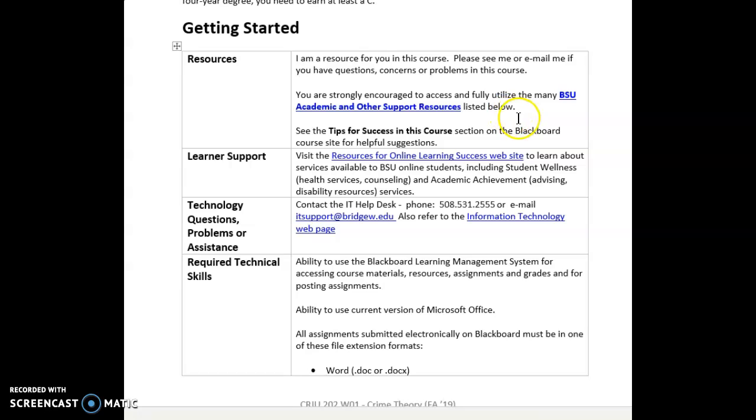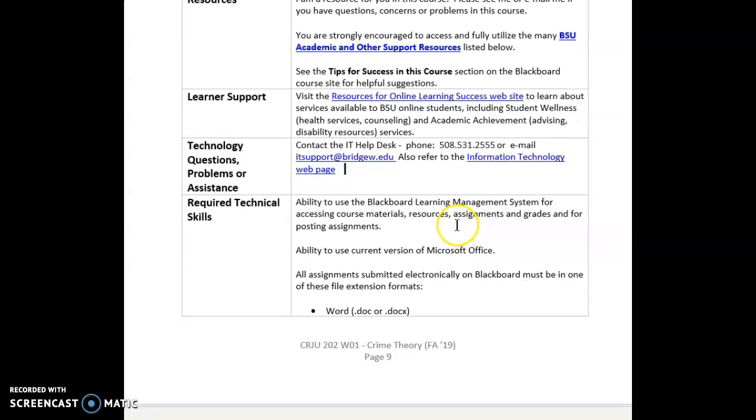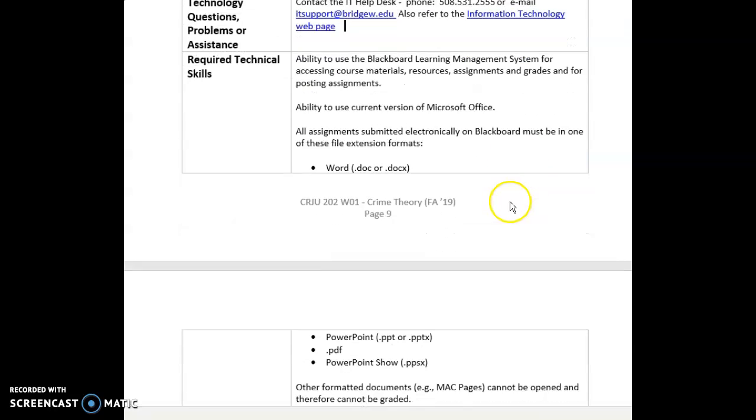All right, getting started. There are lots of resources. This syllabus hyperlinks all the resources that are available to you at Bridgewater State University. There are resources particularly for students like yourselves that are learning online. If you have technology problems, I will ask that you contact the IT Help Desk or the Information Technology webpage. There are some things you will need.